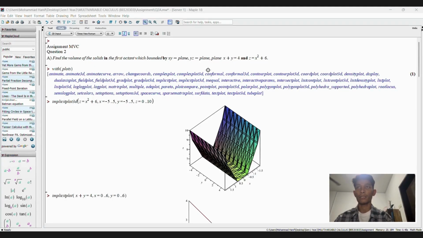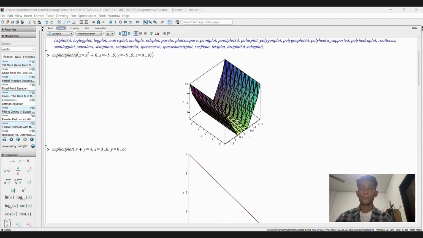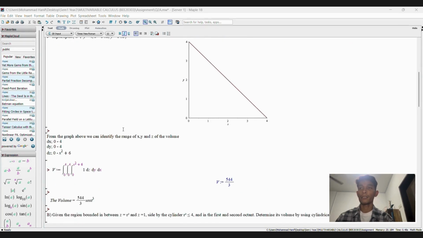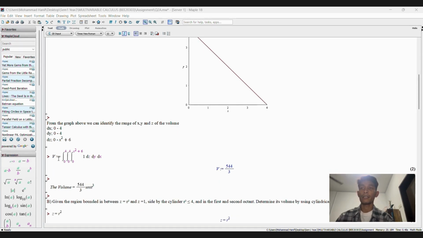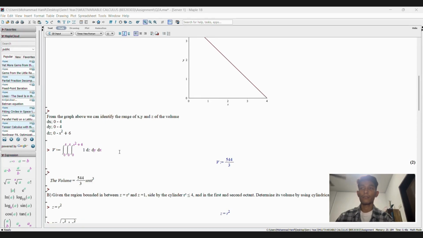Okay, let's continue the presentation for simulation question 2A. First, we declare the command to image the diagram of the question like this. And secondly, we write the command to declare the limits of dx, dy and dz like this, and use the triple integral command and set the limits of dx, dy and dz, and we can get the answer for the volume of the question. The answer is 544 over 3 units.